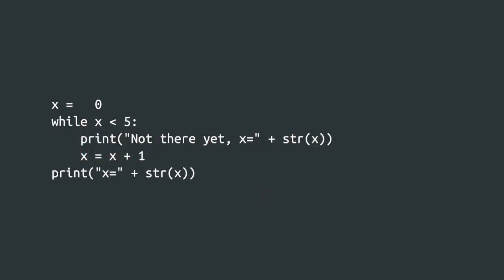The computer will keep doing this until the condition isn't true anymore. In this example, the condition will be false when x is no longer smaller than 5. Once the condition is false, the loop finishes and the next line is executed. And finally, the last line of our code prints the last value of x. So now that this code makes a bit more sense, what do you think will happen when we execute it?